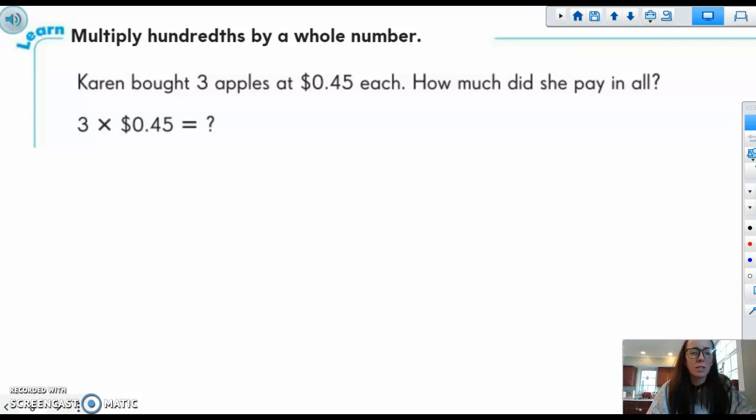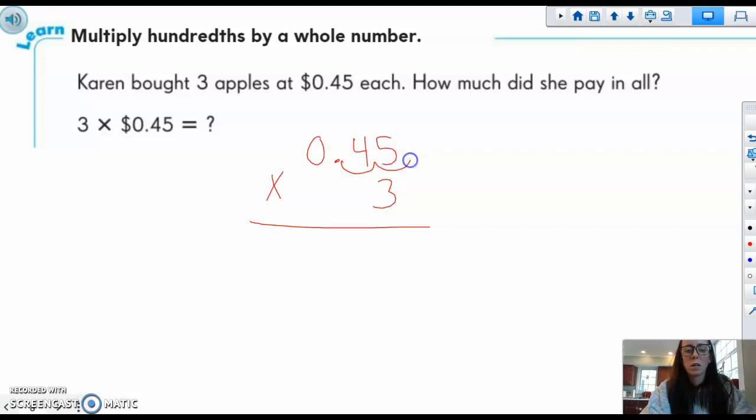Okay, so now we are going to take a look at some problems with hundredths in our multiplication problem. So our problem here, Karen bought 3 apples at 45 cents each. How much did she pay in all? So I could add up 45 cents 3 times, or I could multiply 0 and 45 cents, or 45 hundredths, times 3. Just like we did before with our tenths, I'm going to move that decimal point out of the way. So I'm going to swoop it once, twice. Now I go through and I multiply like a regular multiplication problem.